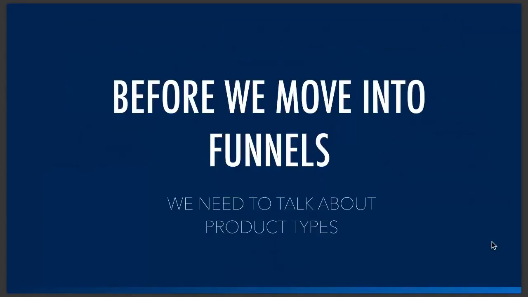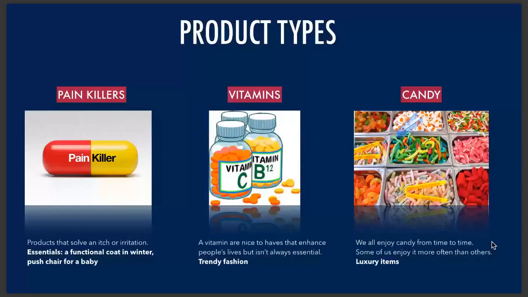Before we move into the three other funnels I want to talk about, I want us to go into what I refer to, as we're coming to 30 minutes now, as product types. You need to understand your product types. You need to understand if you're selling a painkiller, a vitamin, or a candy. Now, this concept of painkillers, vitamins, and candies comes from Silicon Valley.